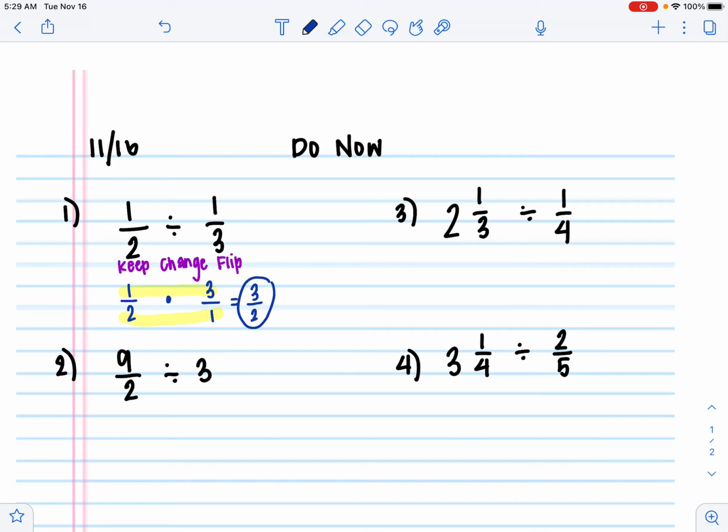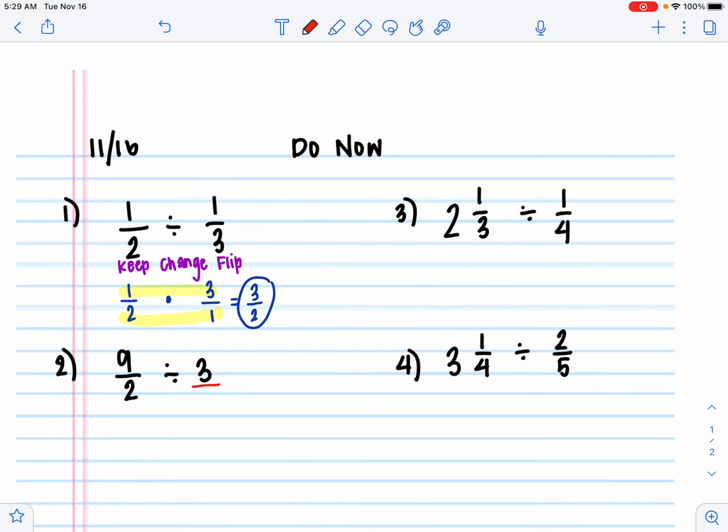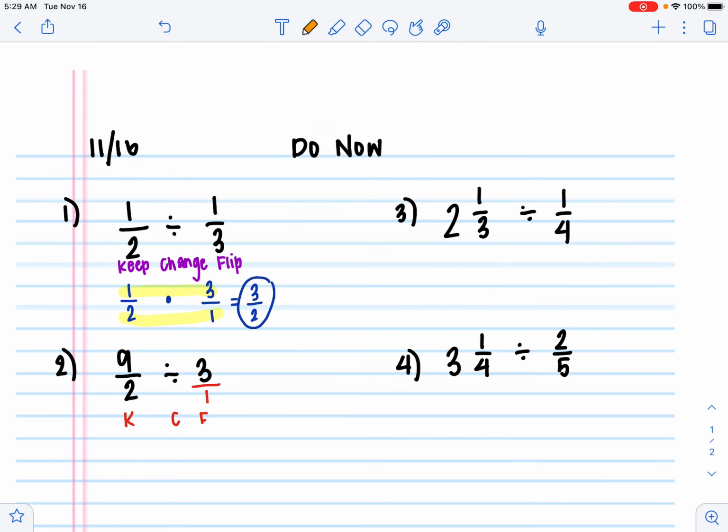In question 2, this might look a little different because 3 is a whole number, but remember that the whole number 3 is the same as 3/1, and so we can follow our exact same steps. Keep, change, flip. I'm going to keep my fraction 9/2 the same, change my division to multiplication, and I'm going to flip 1/3.